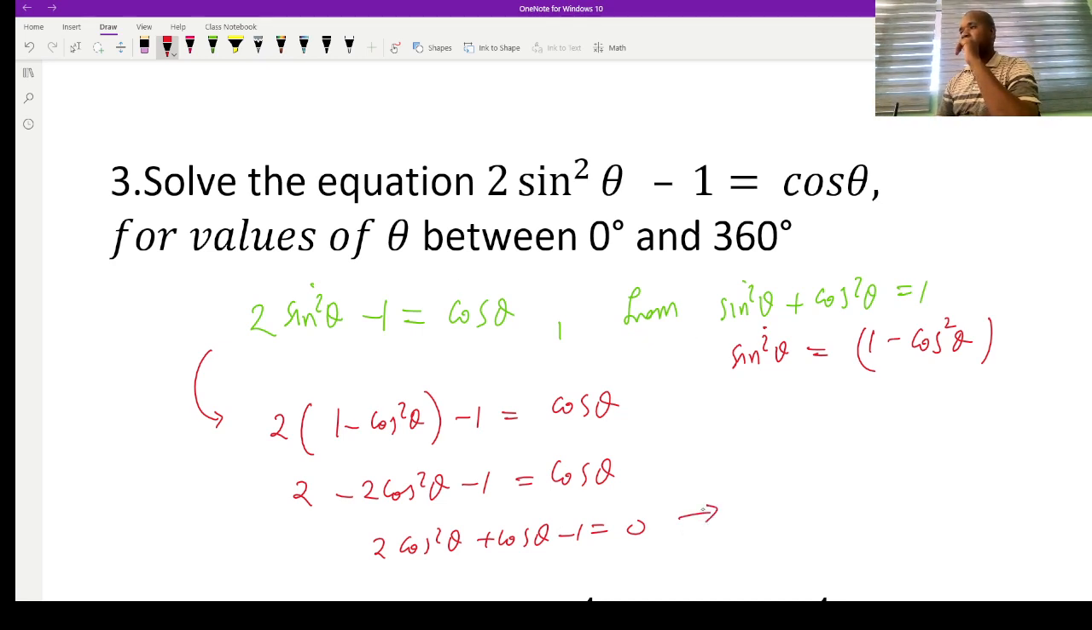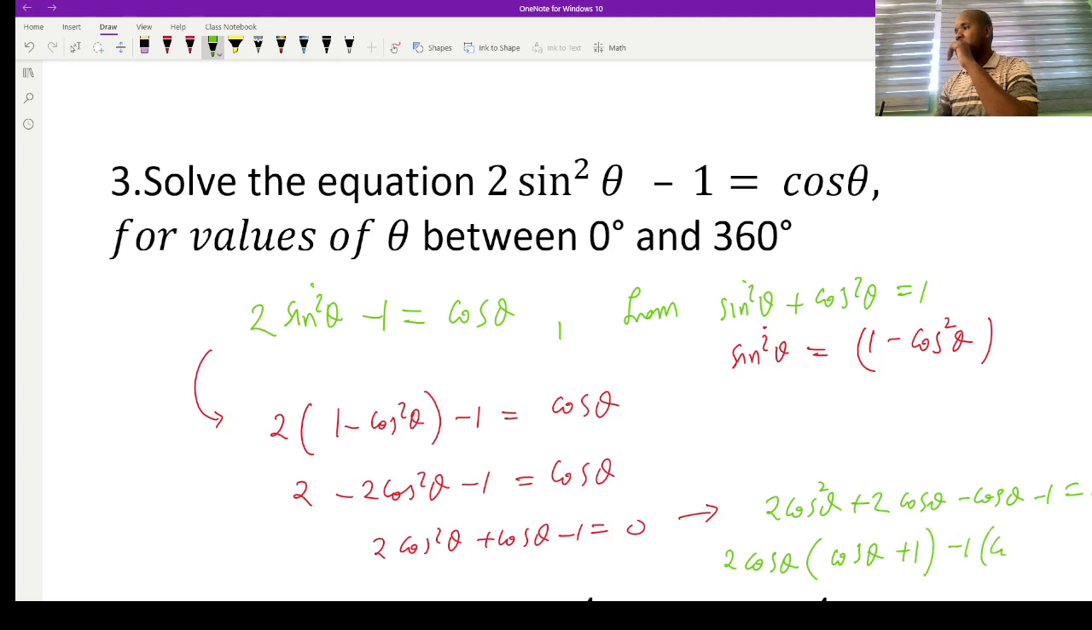And with this, you can solve by the factorization method. It is 2 cosine theta minus 2, plus 2 cosine theta minus cos theta minus 1 equals 0. So 2 cosine theta is taken out of the bracket. We'll be having, this was square, of course, cosine theta plus 1 minus 1 times cosine theta plus 1 equals 0.